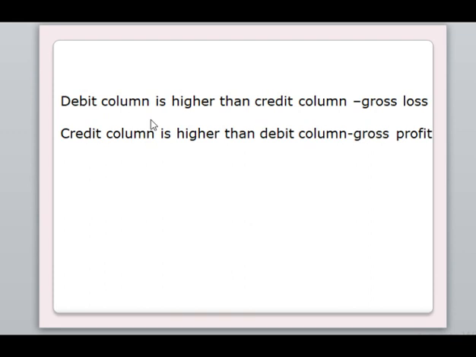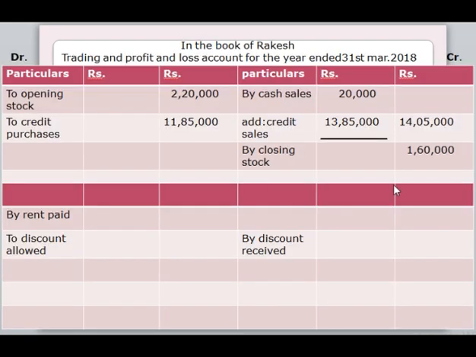See, if the debit column is higher than the credit column, then it is gross loss. If the credit column is higher than the debit column, then it is gross profit. Now in this account, the credit column is higher than the debit column, so it is gross profit.